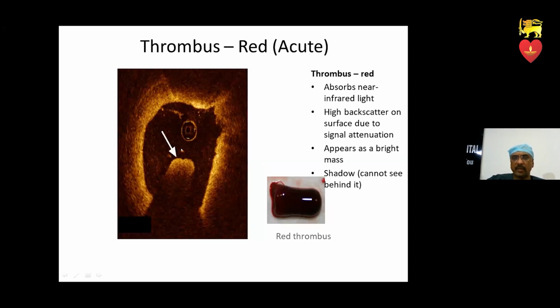So having gone through these images, we look at some images of thrombi. This is the vessel wall, this is the lumen, and this is a patient with ACS, and you see red thrombus. Red thrombus has very high backscatter. It appears very bright, and you are unable to see behind it. So when you see tissue like this, floating in the vessel, bright, with high backscatter, and you're not able to see behind it because of high signal attenuation, it is red thrombus.